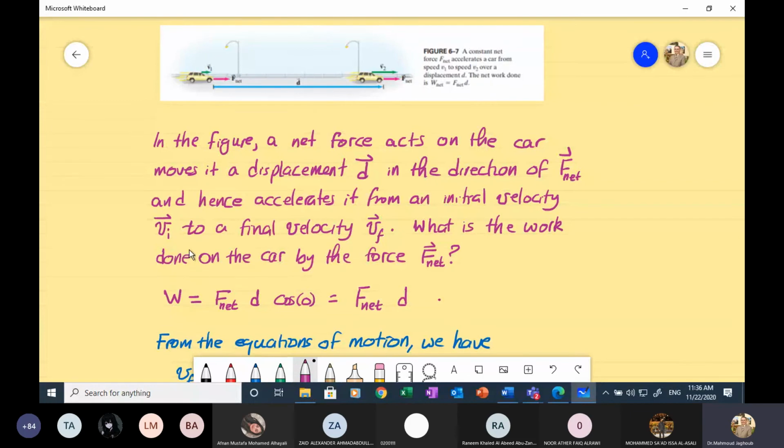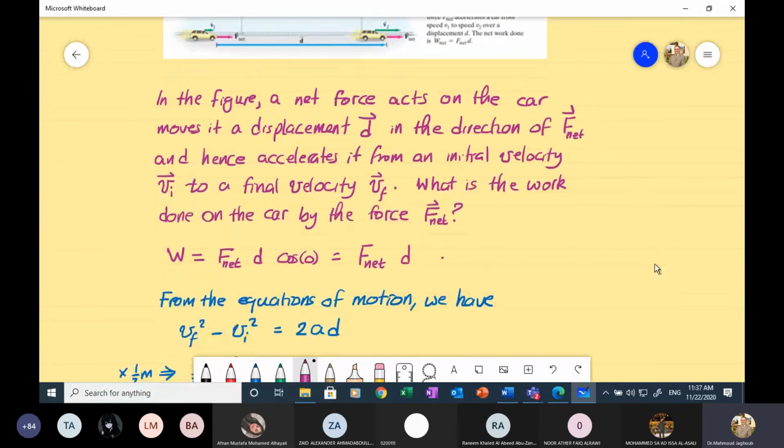First of all, calculate the work done by this net force. As you all know, this work equals the value of the net force, F net, multiplied by the magnitude of the displacement, multiplied by cosine of the angle between them, which is 0, since they are in the same direction. Therefore, the work done by this force equals F net multiplied by d. Why? Because cosine 0 is 1.